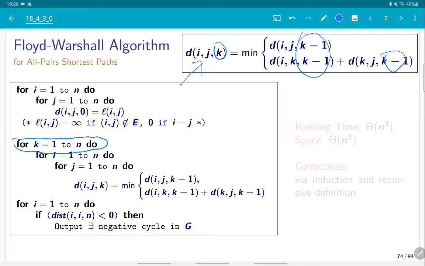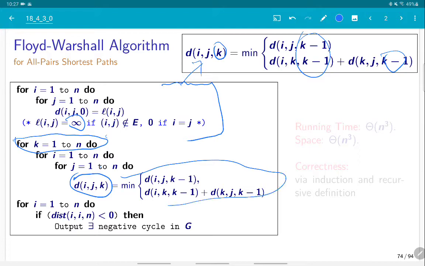Now, first we have to fill up the table. So the table, the d_ij^0. So d_ij^0, to remind you, is just the length of the edges between vertex i and vertex j. If there is no edge between i and j, we set the price to infinity, right? So we fill up this table. And now what we do is we just go layer by layer, k equals 1 to n. And for each i and j, we just compute d_ij^k using the definition.